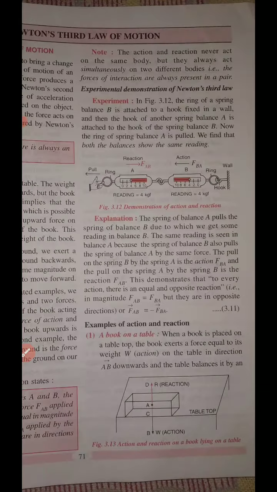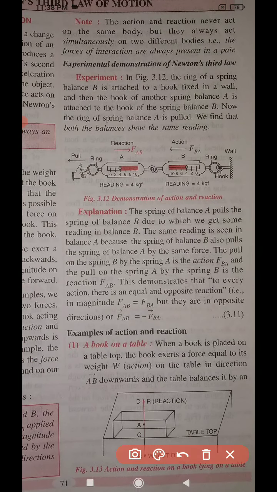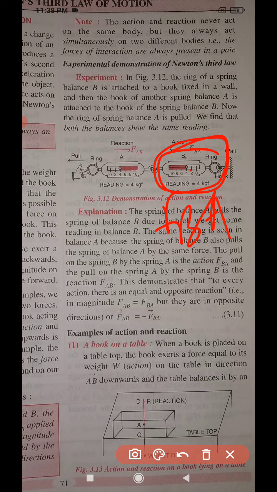Some examples we will learn, and here is a demonstration. You can see two springs attached, with a hook. When a hand is pulls it, what happens? First, this one is attached to the wall. So if this is A and this is B, how is the force acting? F BA means the force on B by A. That is the action, which is close to the fixed wall.